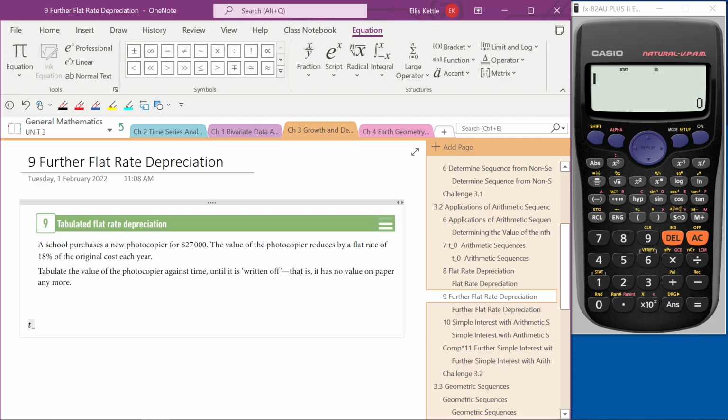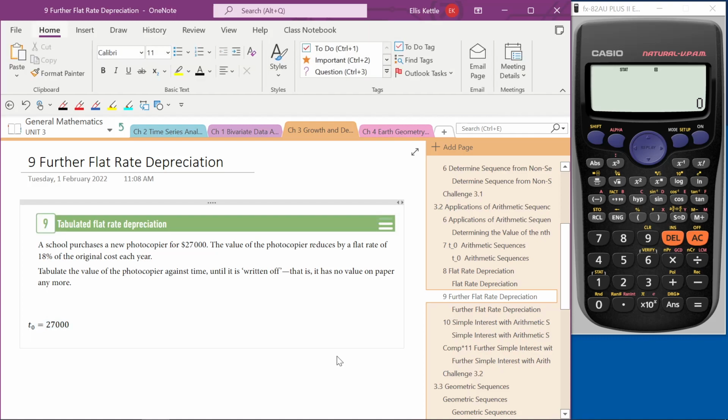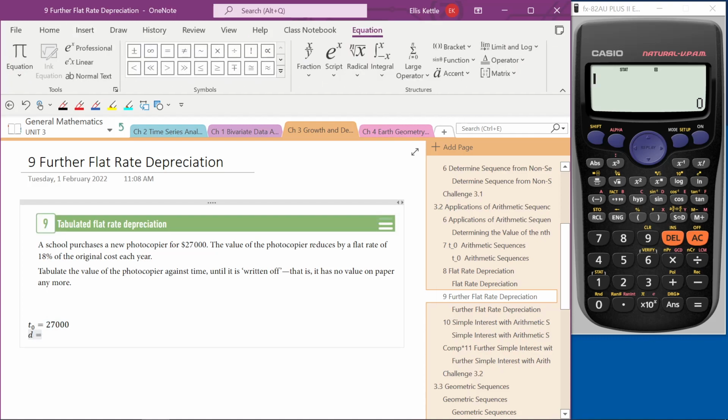So like we learnt last time, that means that we've got T0 is equal to $27,000, or we can just say T0 equals 27,000. The value of the photocopier reduces by a flat rate of 18% on the original cost each year. All right, so that means D is going to be equal to negative, because it's going down, and then 18 on 100 times the original cost, which was 27,000. And so we can quickly work that out. And you can see that it's going to be negative $4,860 there.